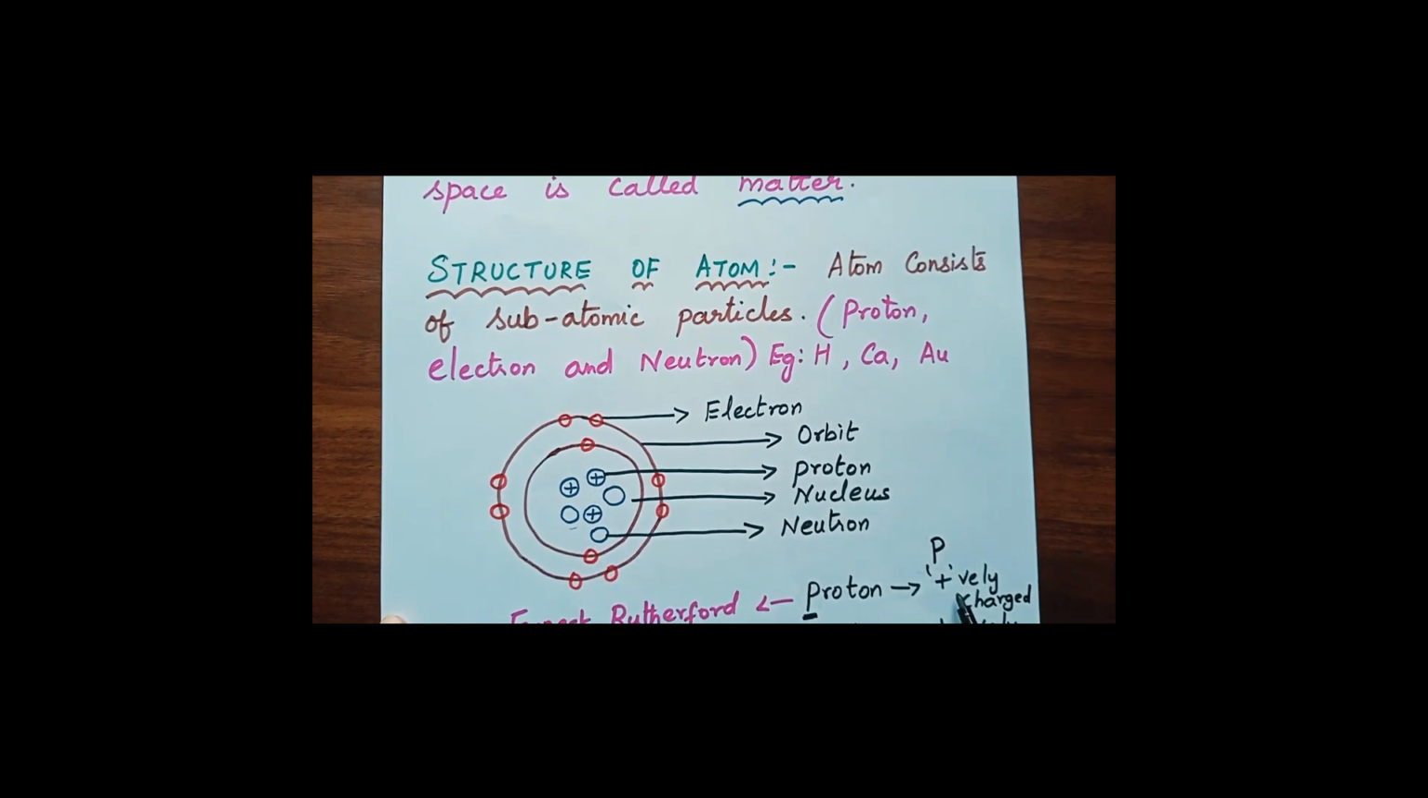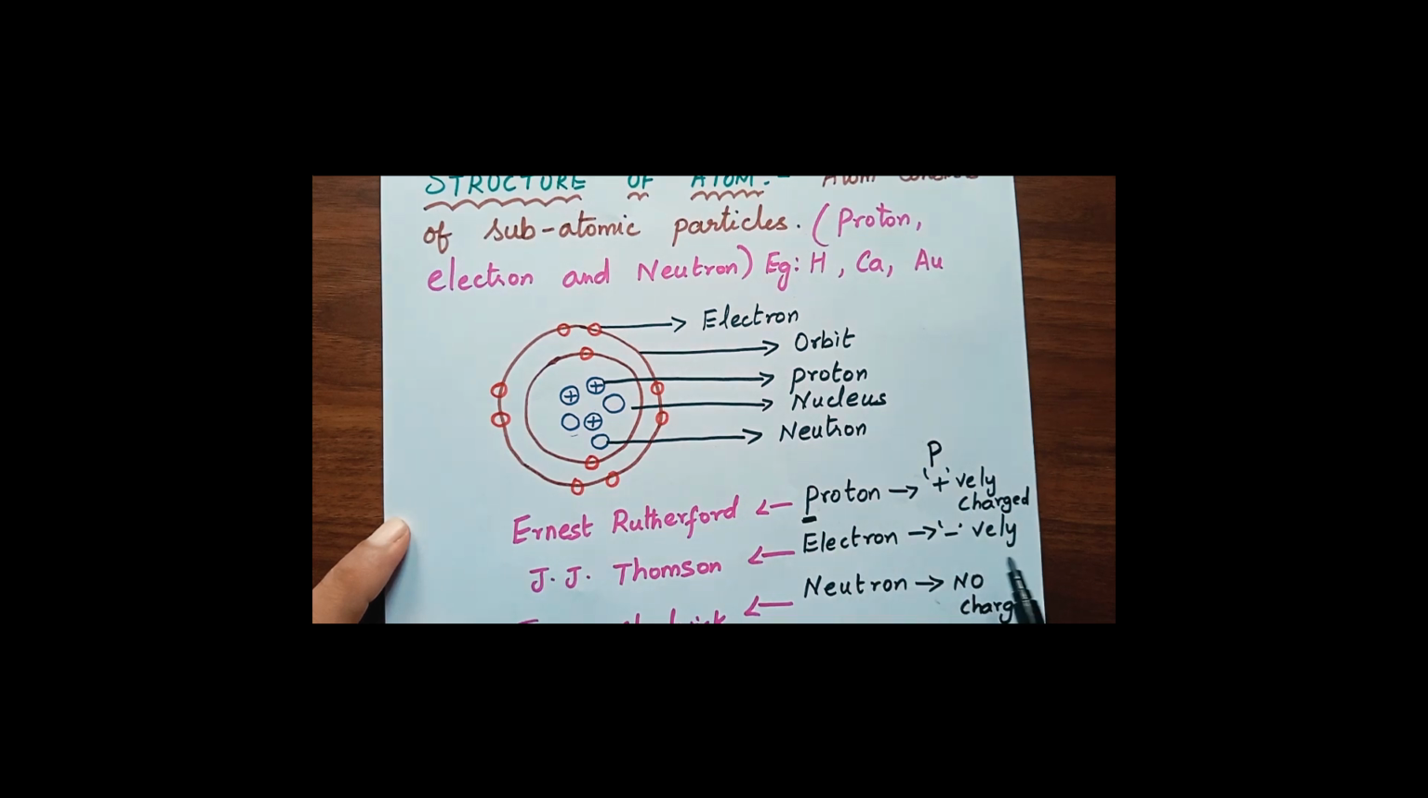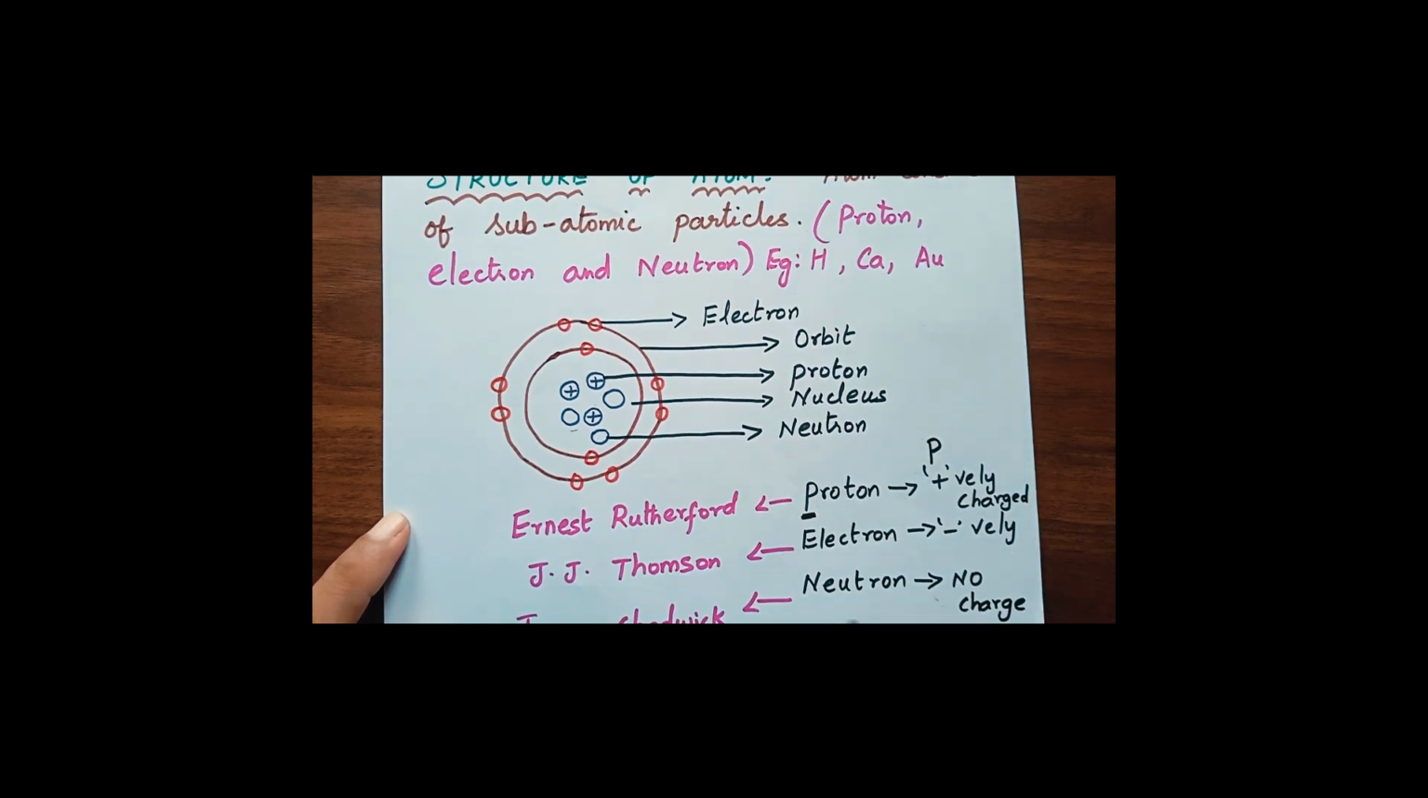Protons will always be positively charged, and the electron will always be negatively charged, and the neutron doesn't have any charge, so no charge for that. The person who discovered the proton is Ernest Rutherford, J.J. Thomson discovered the electron, and James Chadwick discovered the neutron.